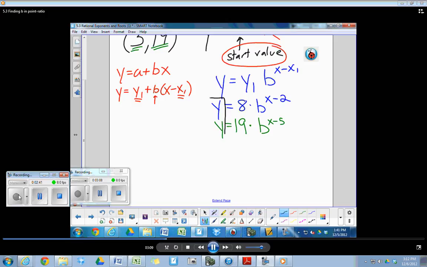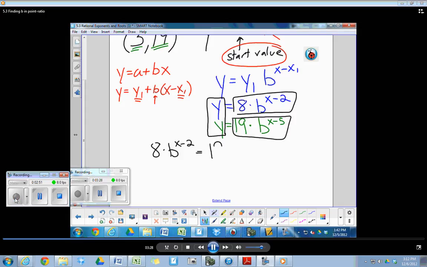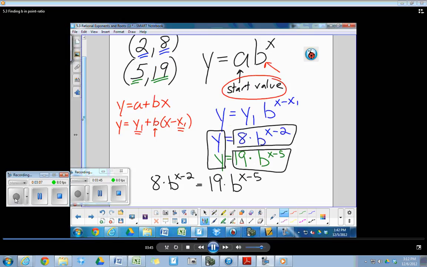Now, since these two different equations, the blue one and the green one, are both equal to y, we can set them equal to each other. And that's what you'll see in the next line. Here we go. So I have the top equation, 8 times b to the x minus 2, equal to the bottom equation, 19 times b to the x minus 5. From this point on, we're going to try to solve for b. So the first thing we're going to do is divide both sides by 8.